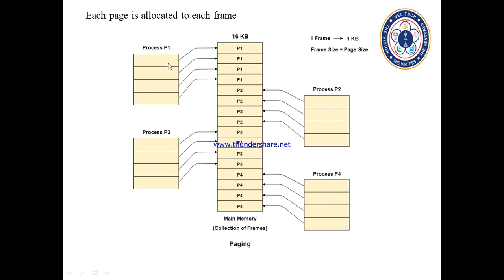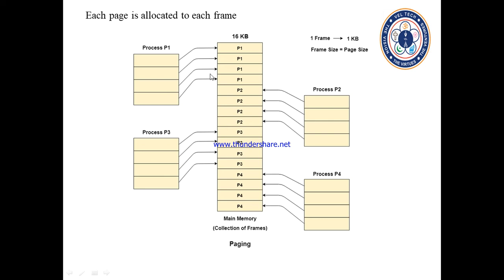Here the process has pages. Each frame is of 4 bytes and one frame is 1 KB, so in total there is 16 KB in main memory. Process P1 is allocated to main memory, and process P2, process P3 and process P4 are also allocated in main memory.